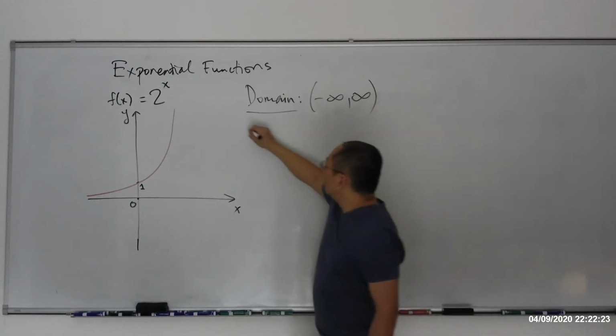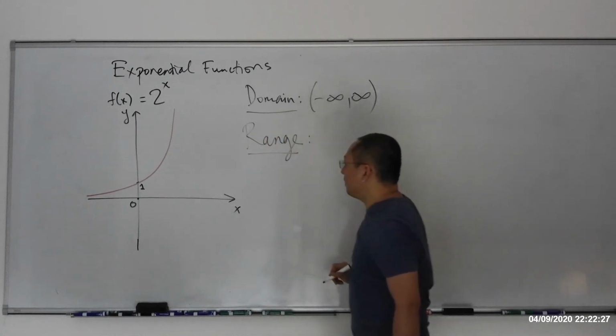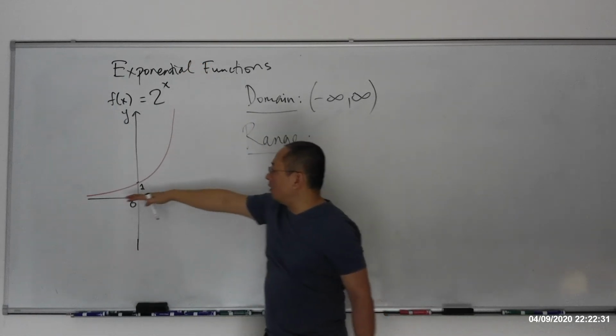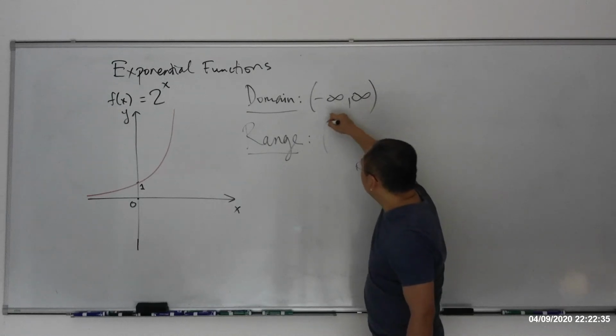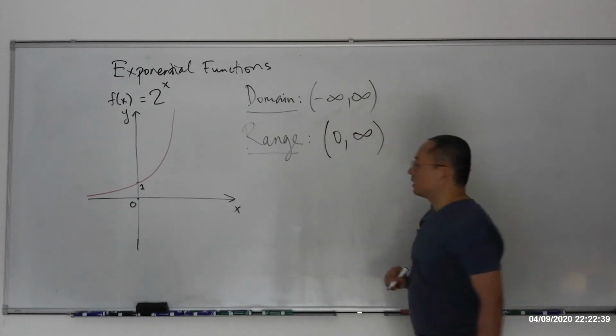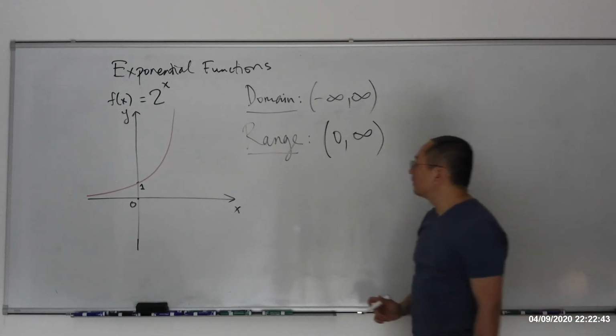Okay? The range is not all real numbers anymore. It could go all the way up to infinity, but when it goes down, it's always above the x-axis, so always positive. The range is the positive numbers, 0 to infinity in parentheses, not including 0.